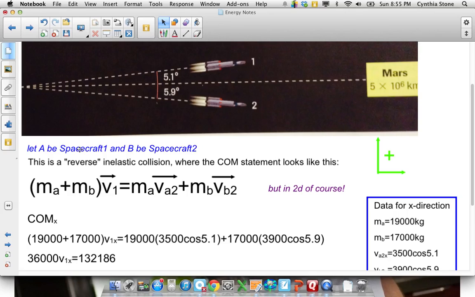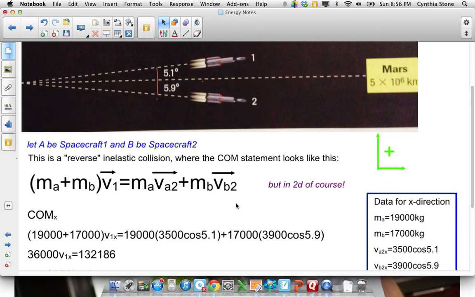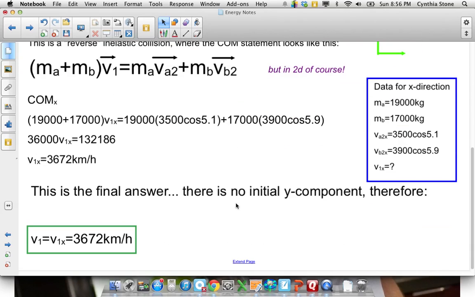Now, if you didn't believe me or you weren't sure about that, you could, of course, go ahead and solve it in the y direction. But just by virtue of this question, it's saying that it's initially going this direction and everything is related to that original x direction. If you didn't believe me, you could solve it in the y and you'd get 0. So anyways, there's my answer.